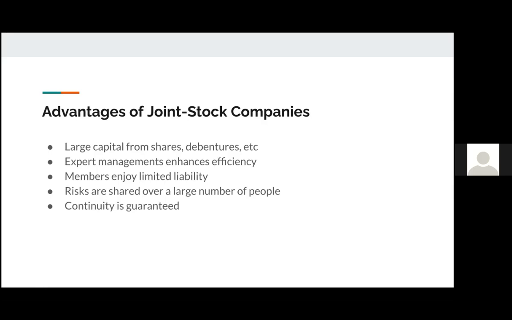There's large capital from, for example, the sale of shares or from debentures. You have expert management in most of these companies, which enhances efficiency. And then members, I think this is probably a huge plus: members enjoy limited liability. Risks are shared over a large number of people, since it's no longer just the two people or the one person. And continuity is almost definitely guaranteed in this type of company.